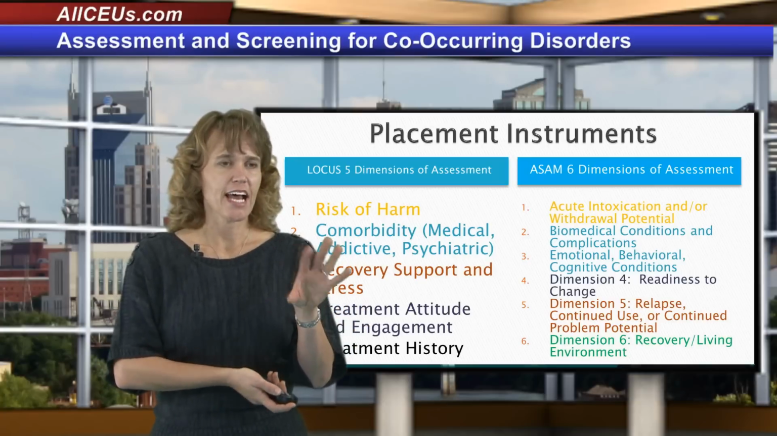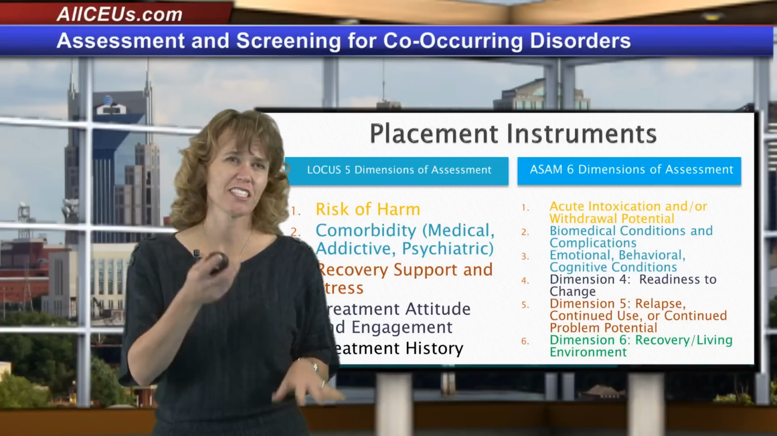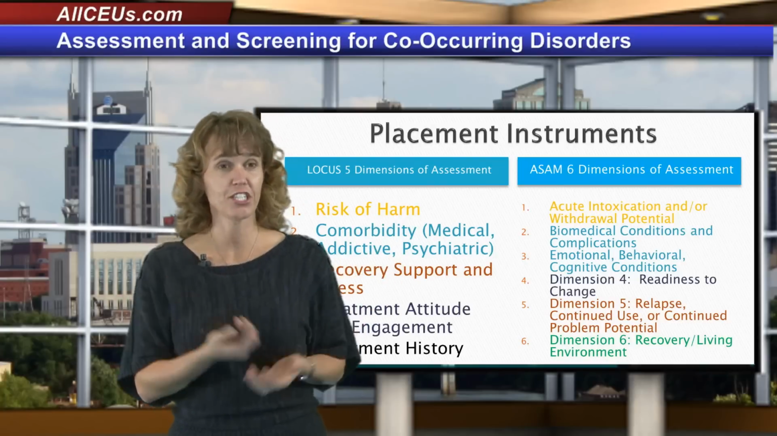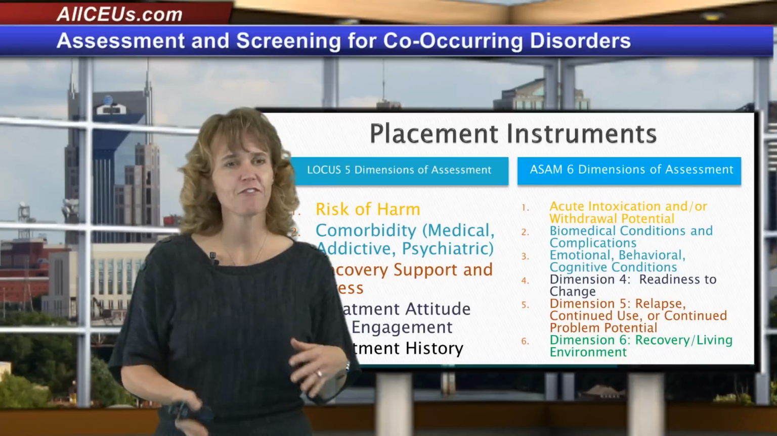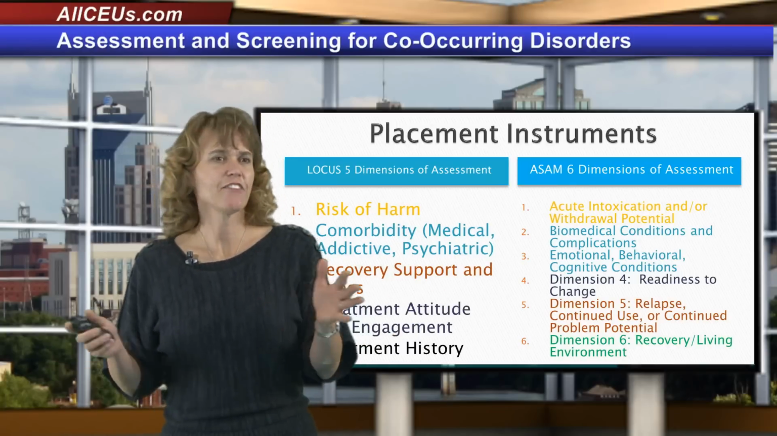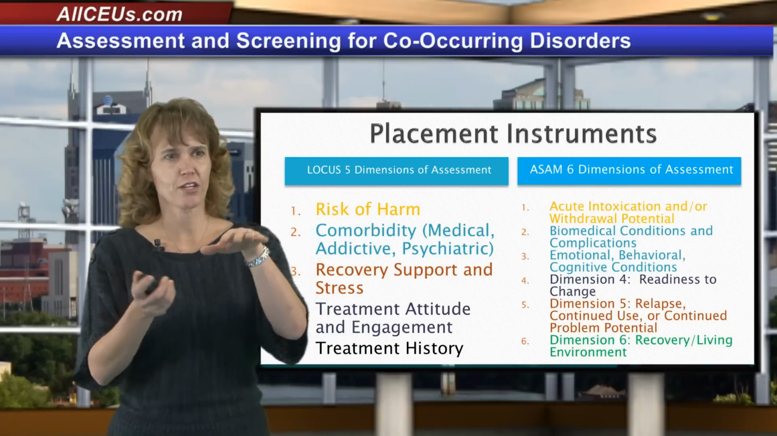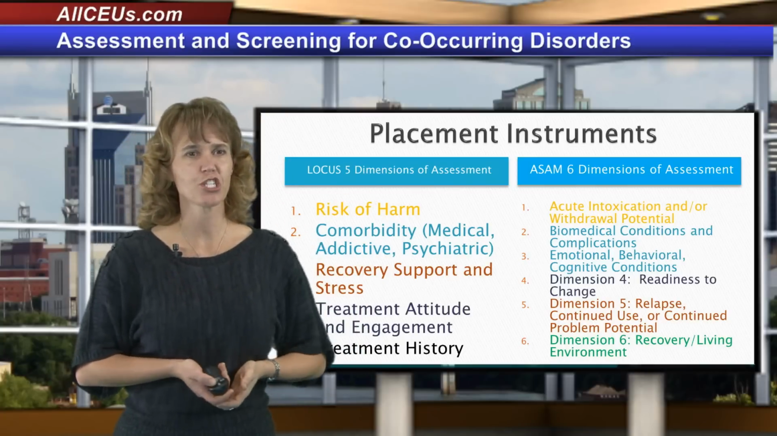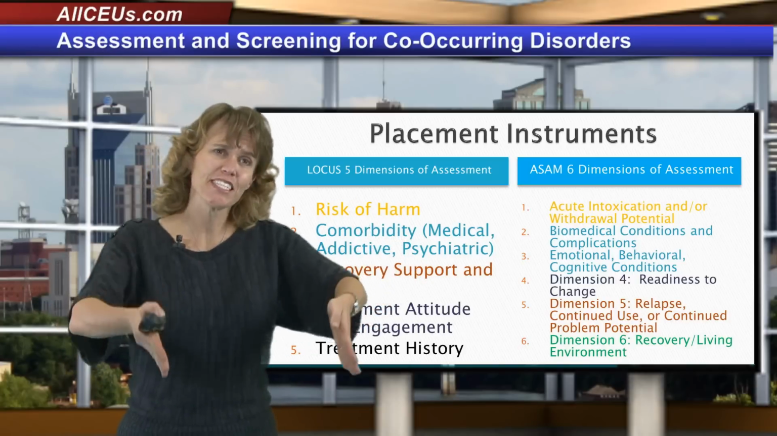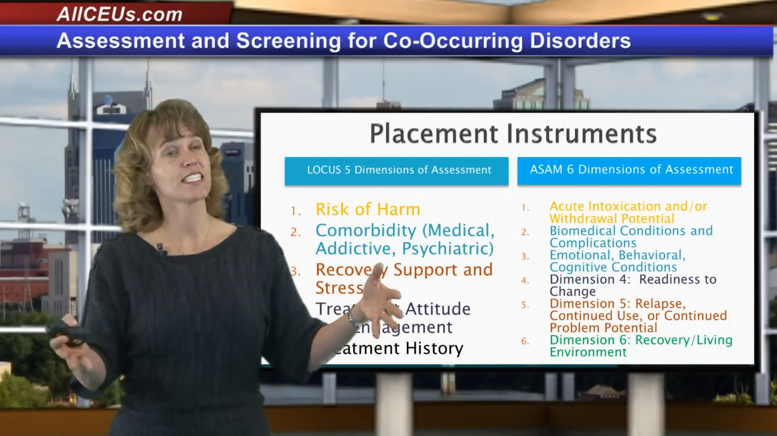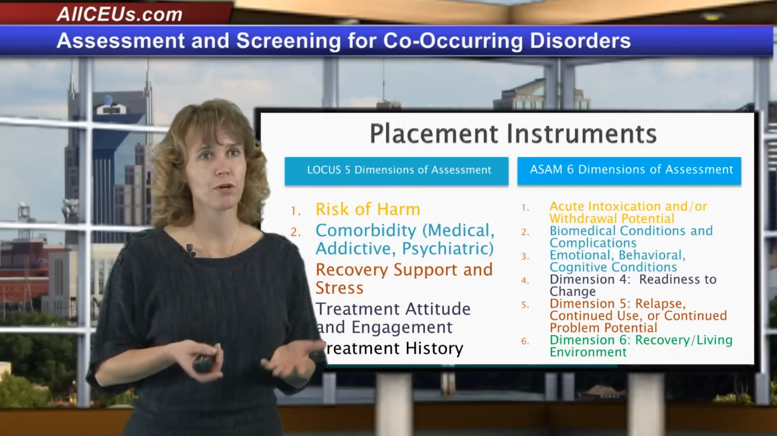Treatment engagement and attitude and treatment history correspond to readiness for change, and this is obviously rough correlations. And then dimension 6 on the ASAM, recovery and living environment, is kind of out there on its own, but it also can somewhat correspond with recovery support and stress. What's my point? Basically, that both of these instruments roughly address the same things. It's whatever your agency chooses to use and what you feel most comfortable with.